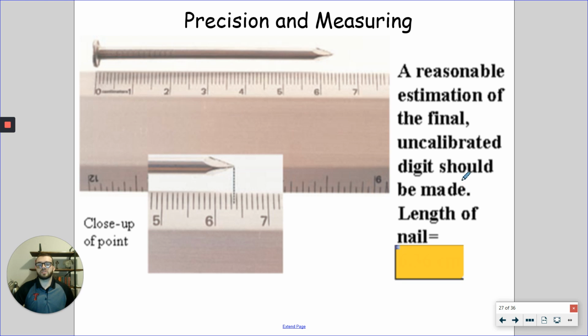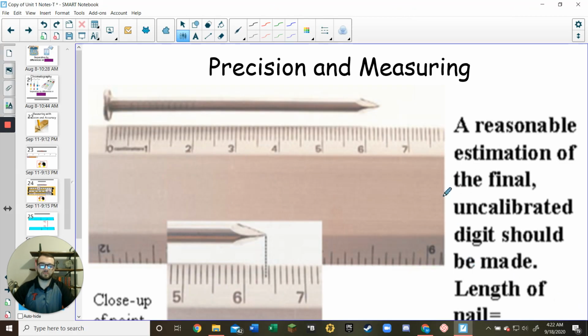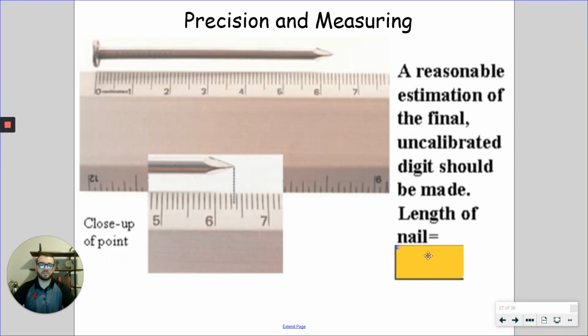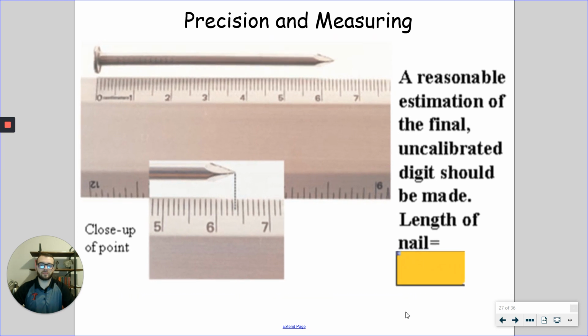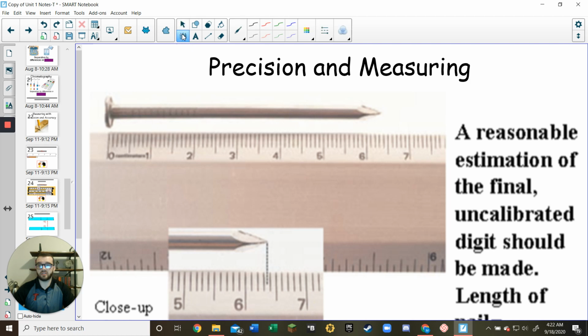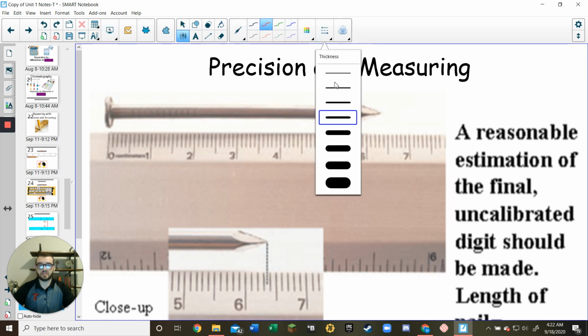Okay, precision of measuring. A reasonable estimation of the final uncalibrated digit should be made. What do you think the length of the nail is? What do you think? I think the nail is probably right at 6.1 to 6.35. I think 6.35 is accurate. I think that's a good estimation.